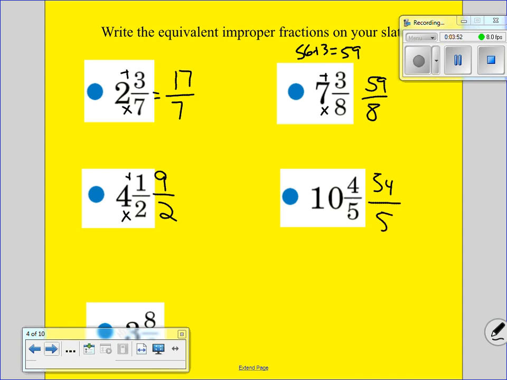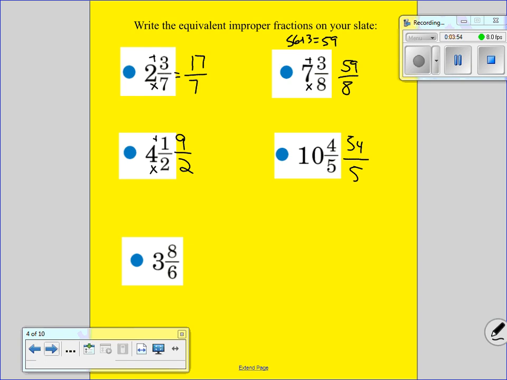We'll keep on looking at some examples down here. 6 times 3 is 18. 18 plus 8 is 26. 26 over 6. And this is how you can check to see if you did it correctly, kids. How many 7s go into 17? 2 7s go into 17. 7 times 2 is 14, so 17 minus 14 would give me 3 7s. You see how that's the same number as we started with?